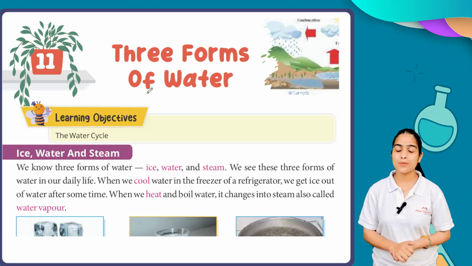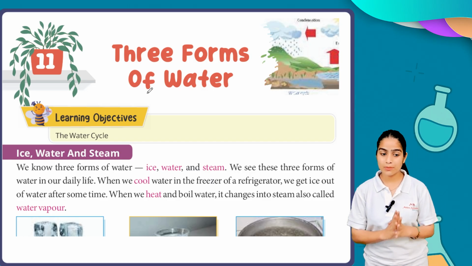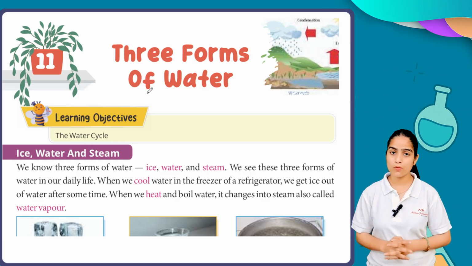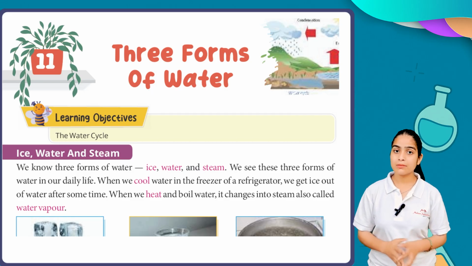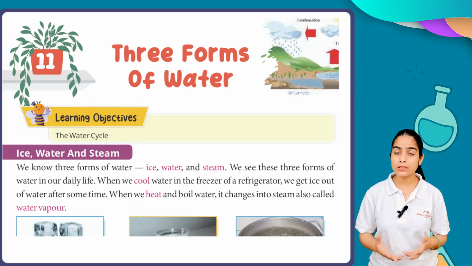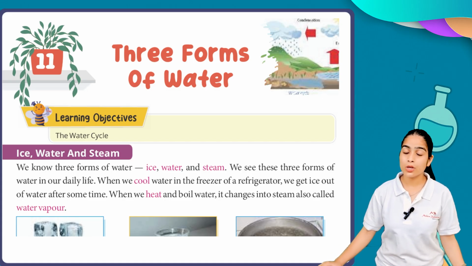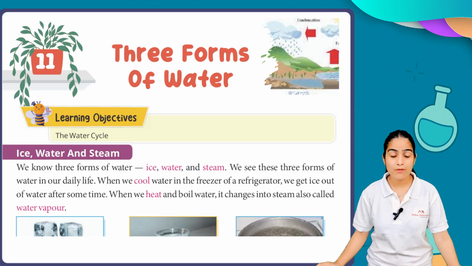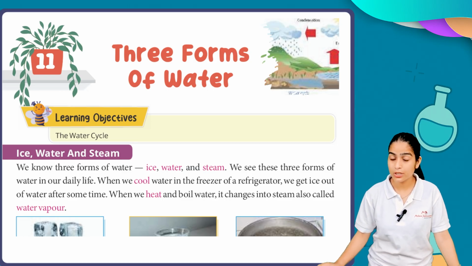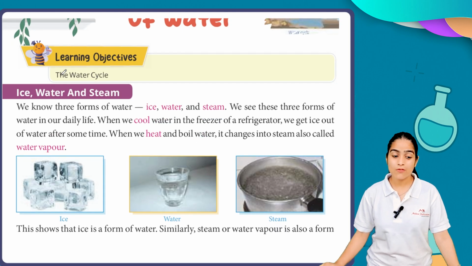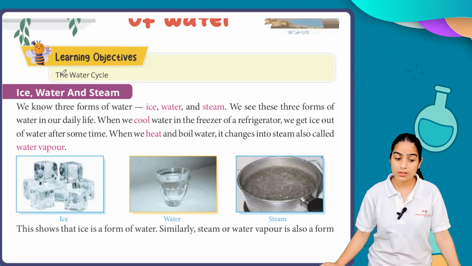So, students, I'm your science educator again, here with a new chapter and a new concept. Today we are going to learn about chapter number 11, which is the three forms of water. Our previous chapter was also about water, where we learned how we can save our water. But in today's class, we are going to learn about the water cycle and what the three forms of water are. So, are you all excited? Let's get started. First, ice, water and steam.